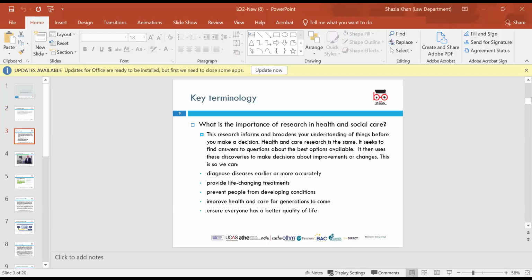Key terminology: what is the importance of research in health and social care? We did look at this yesterday as well in Learning Outcome 1. It was there to look at things like diagnosing people. The main part of it is to underpin any sort of new advancements, and it improves patients' outcomes. Any sort of research is crucial for any health and social care setting. Why is it so important for staff members then? Why do you think research is so important for staff?